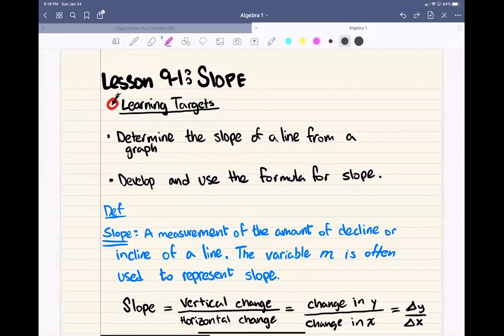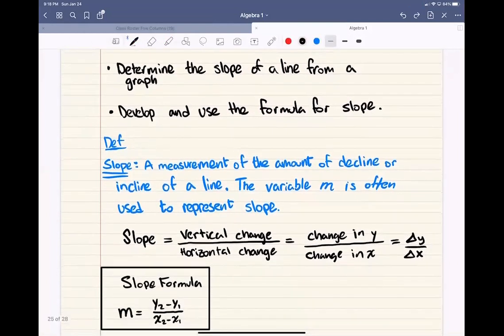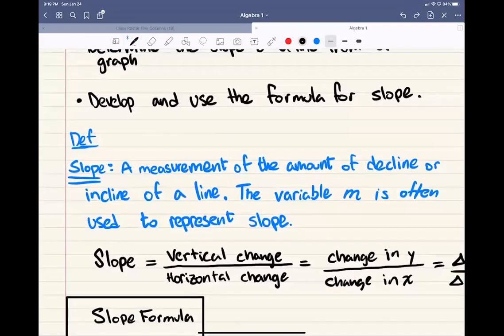But before we even begin any of that, we're going to want to go over the definition. What is slope? Some of you are probably wondering, Mister, I've never heard that word before. What is it? You keep talking about it. Slope is a measurement of the amount of decline or incline of a line, and the variable m is often used to represent the slope. So what does that mean?